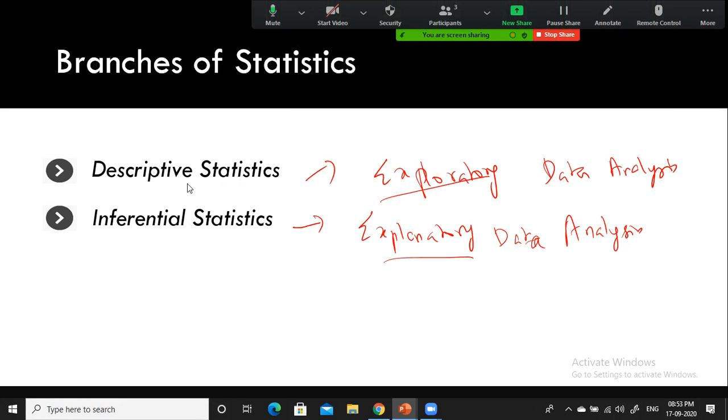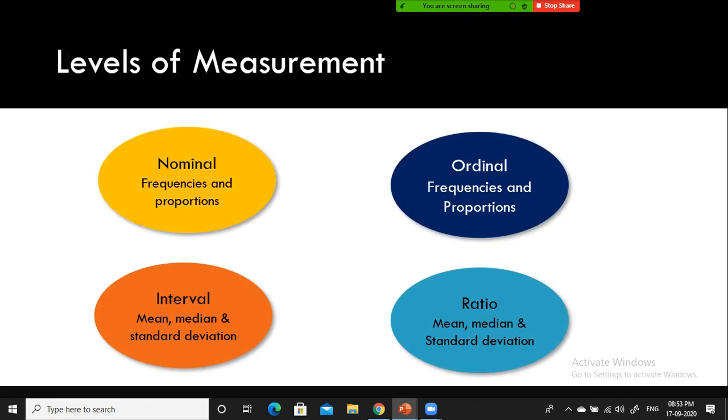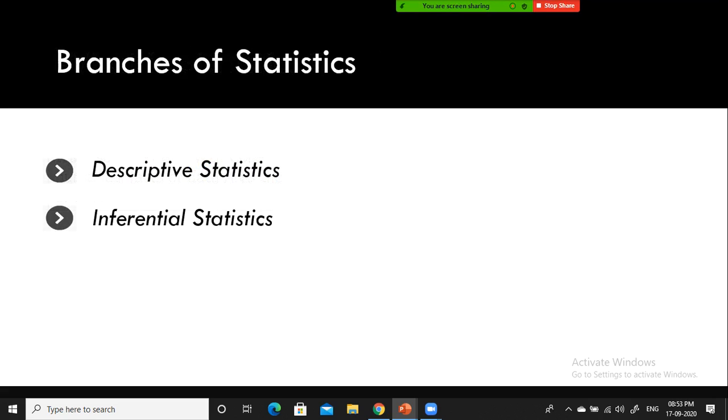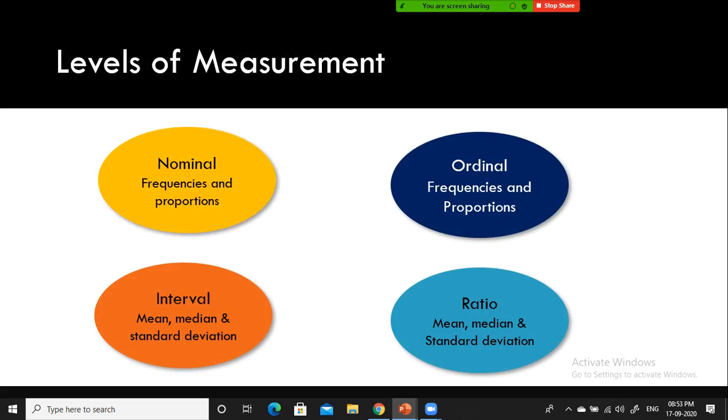Today we will take a look at what is descriptive statistics. Let's take a deep dive in understanding the concepts of descriptive statistics, and why do we need to do descriptives, where do we need to perform descriptive statistics. Everything we will learn today. But before this, let's try to understand there is something called levels of measurement. It is also called scales of measurement.